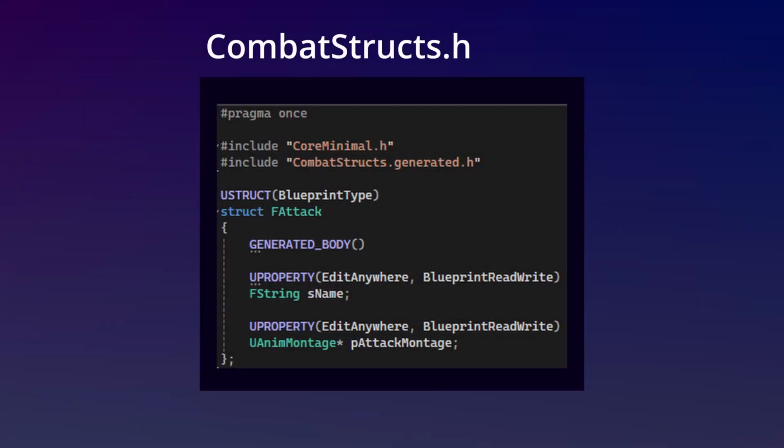First thing we're going to start with here is setting up some of our structs for the attacks. Here we have a basic struct that'll hold just the name of the attack and the animation montage to play when that attack is triggered. You'll also notice up here that we have defined this as a UStruct of blueprint type, and all of our fields are UProperties, which is how we're going to be able to access the struct through blueprints.